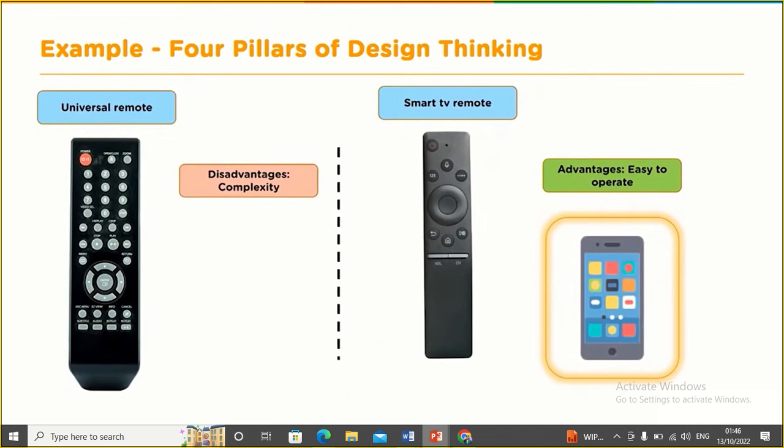So why was this introduced? The design thinking team, before introducing this smart TV remote, observed the environment, interests, and the problems which were faced by the TV users. With that knowledge, they proposed this smart TV remote. They eliminated the number of buttons, and they also proposed an alternative remote, that is, the TV can also be controlled using mobile phones.